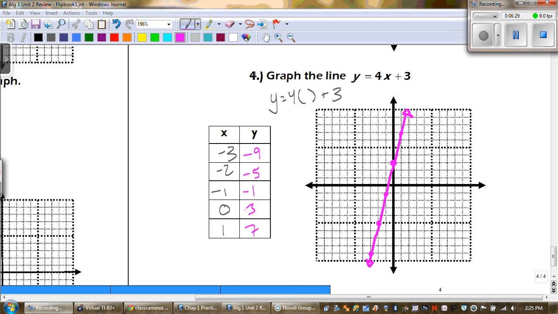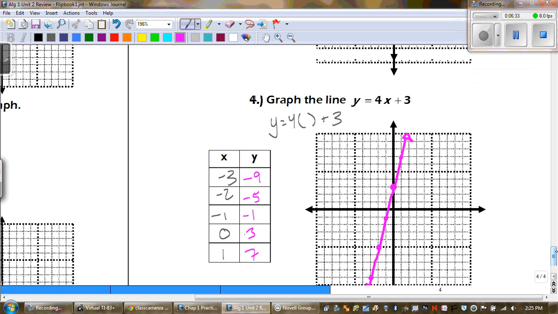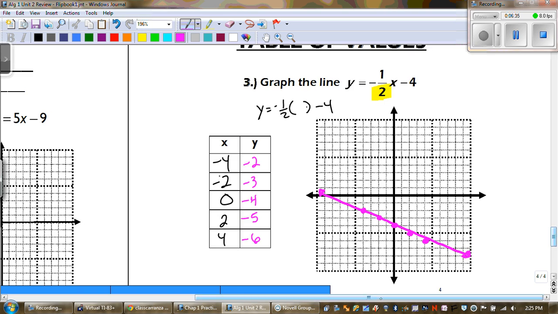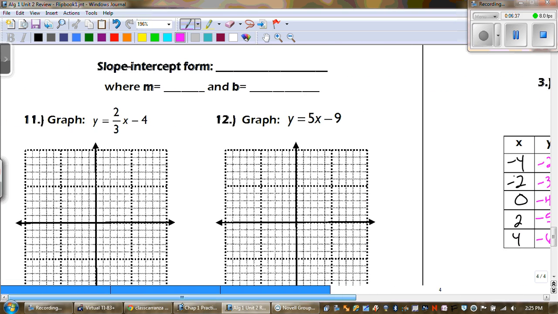There you go. And that's the line that you should get. Okay? All right. Let's move to page 4.